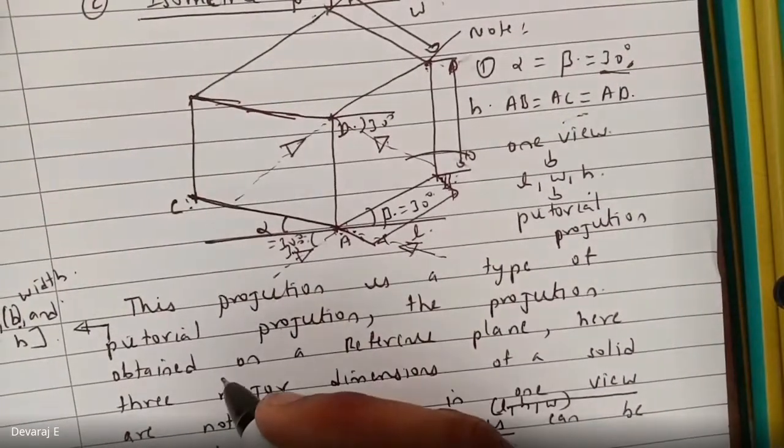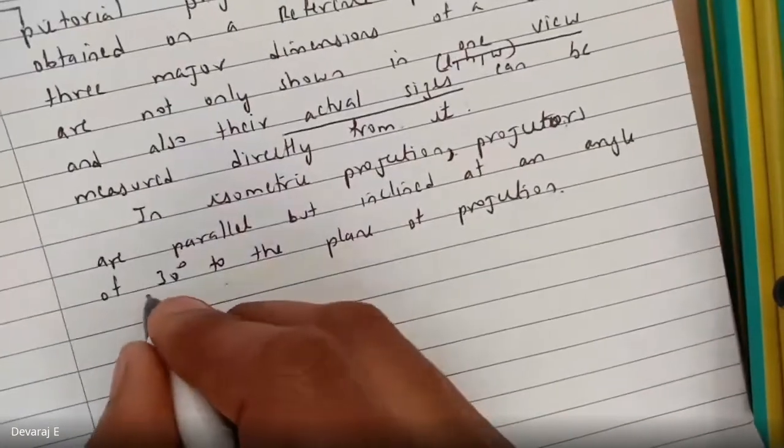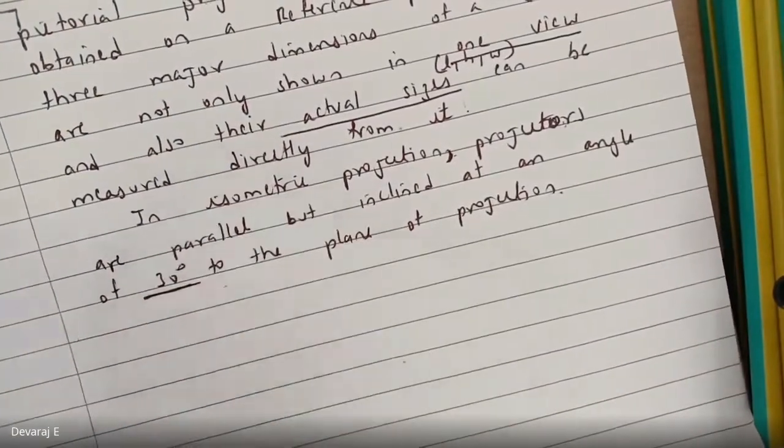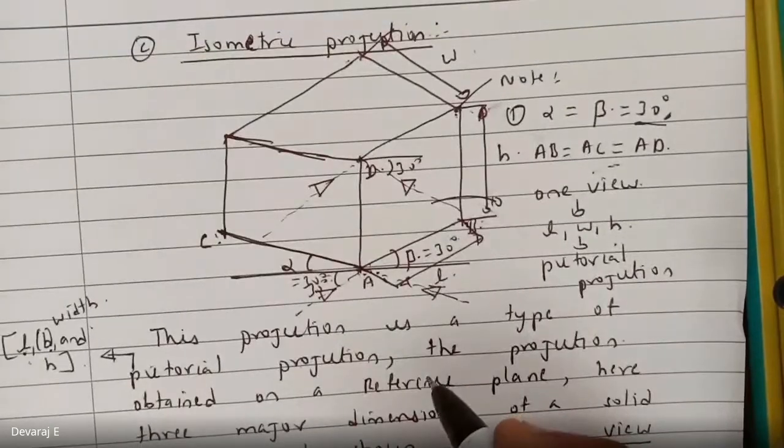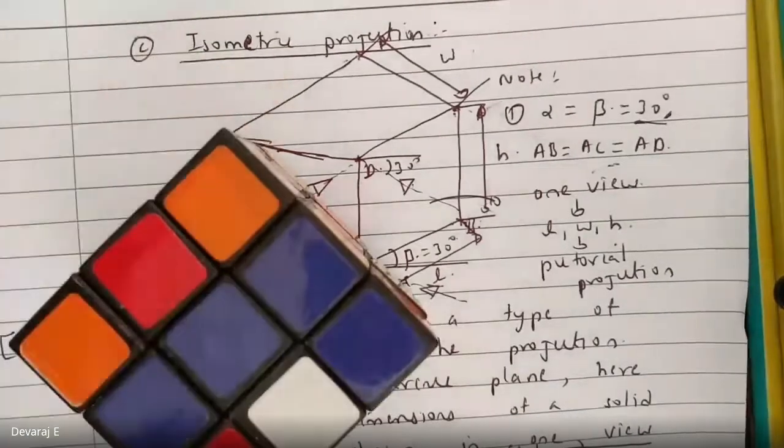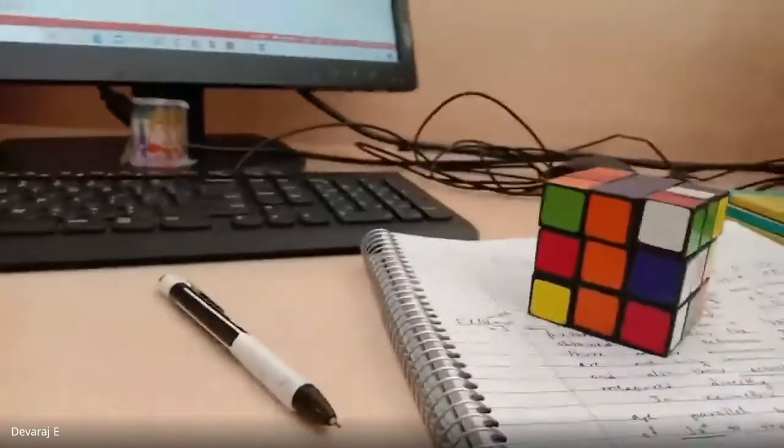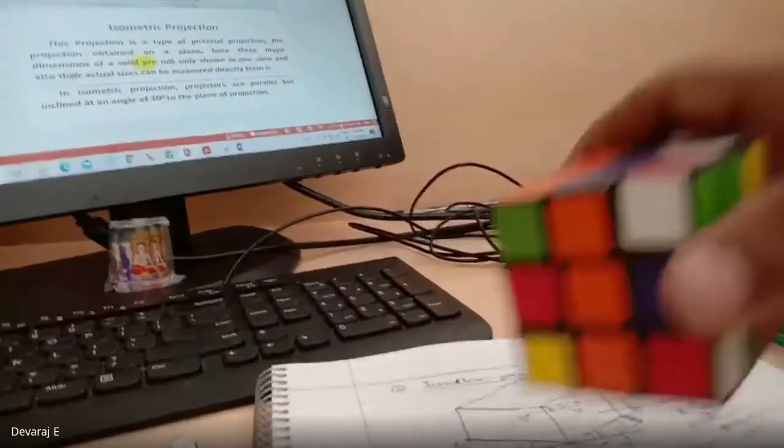So anyone has any doubt in this? So this is very important. 30 degree is very, very important. So you want to incline the cubes here. You want to incline the cube. If you take a cube, or if you take any object here, we should incline the object.